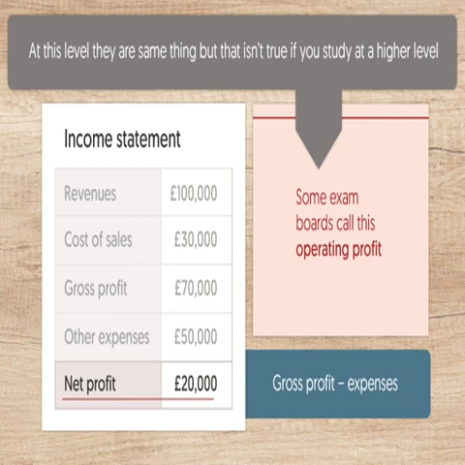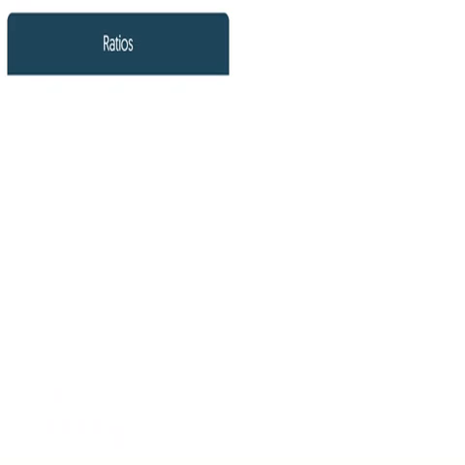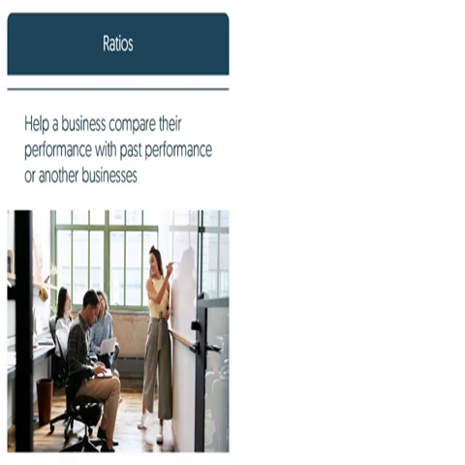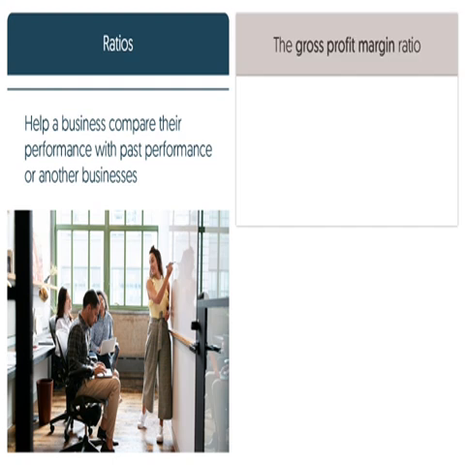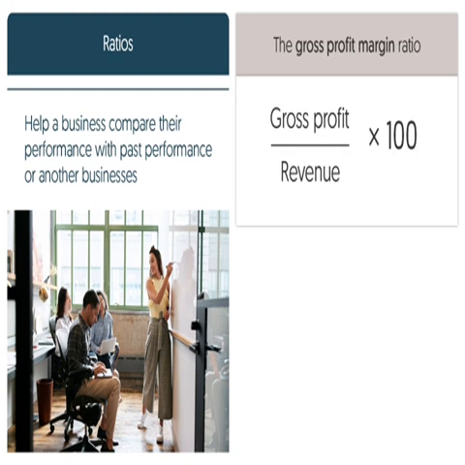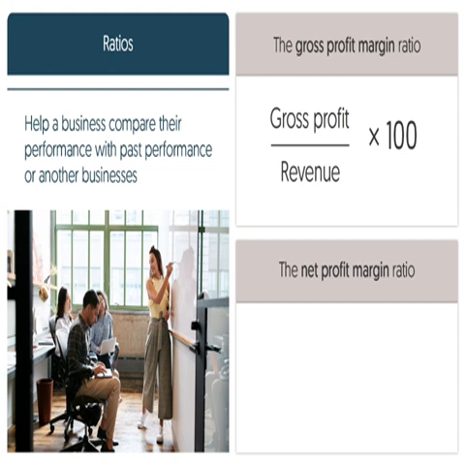Using the income statement, you can calculate some important ratios. Ratios are really useful as they help a business compare their performance with either past performance or another business's performance. The first calculation is the gross profit margin ratio. This is a simple calculation of gross profit divided by revenue times 100. Net profit margin is the same, but just change gross to net, so it's net profit divided by revenue times 100.